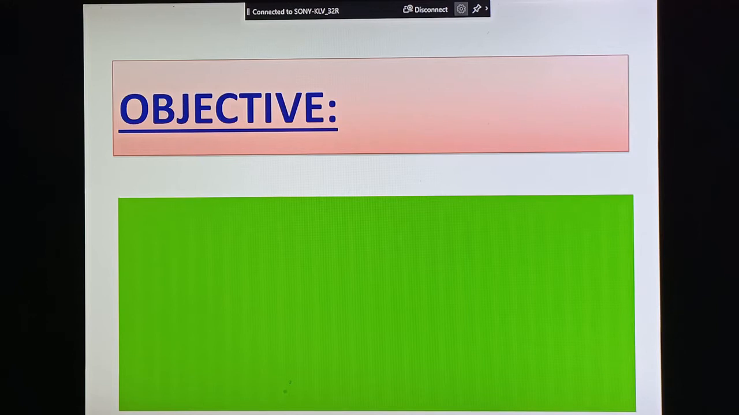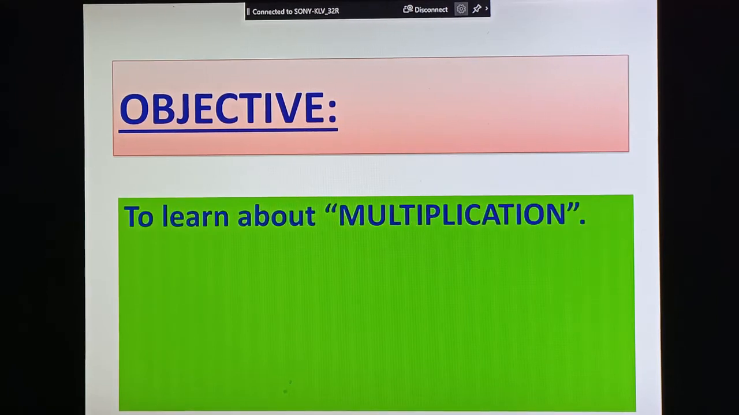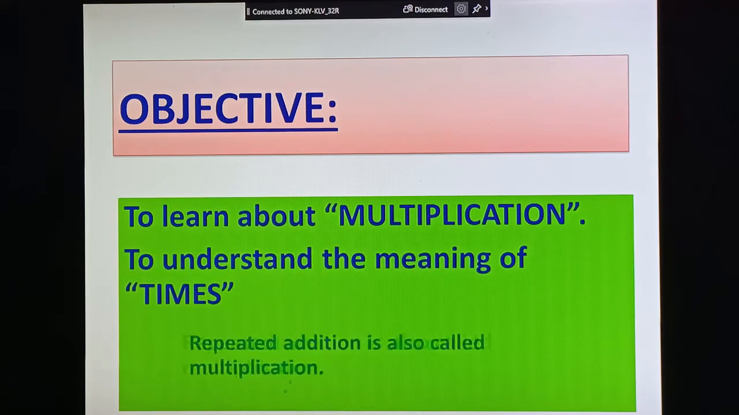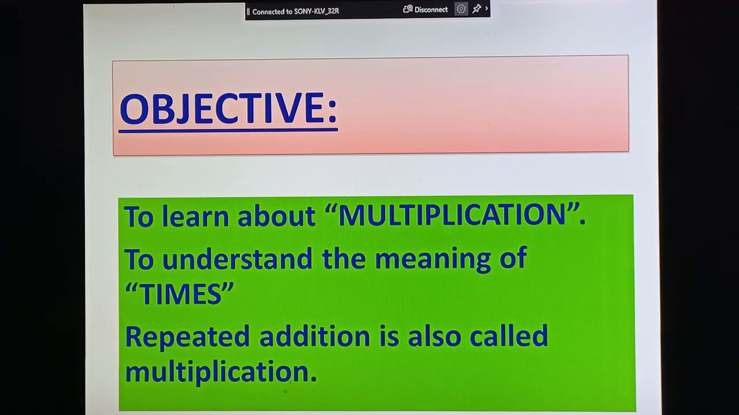So children, the objective of today's activity is to learn about multiplication, to understand the meaning of the word times, which we are going to use again and again in this chapter, and the concept of repeated addition also.